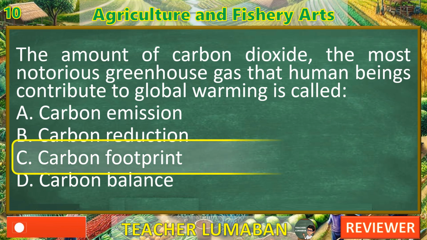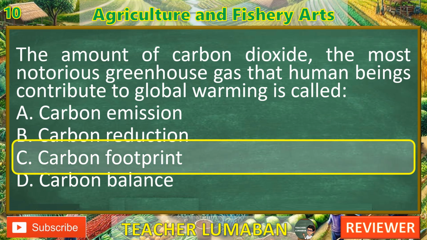The correct answer is C. Carbon footprint. Here's an explanation of each choice. A. Carbon emission: this term refers to the release of carbon dioxide, CO2, and other carbon compounds into the atmosphere as a result of human activities, such as burning fossil fuels and deforestation. While it relates to greenhouse gases, it does not specifically quantify the overall impact of an individual's or organization's activities. B. Carbon reduction: this term refers to efforts and strategies aimed at decreasing the amount of carbon emissions produced. It does not quantify the amount of carbon dioxide produced.